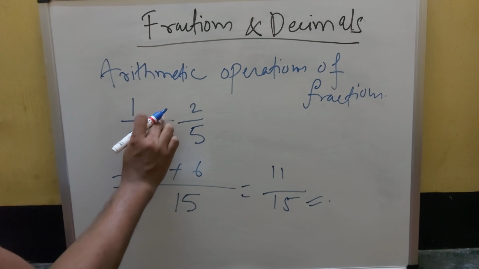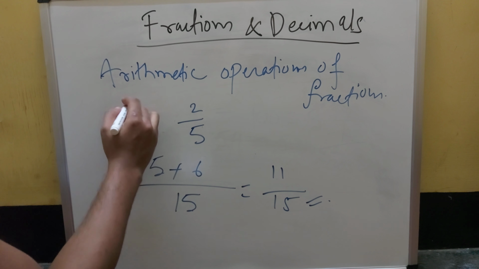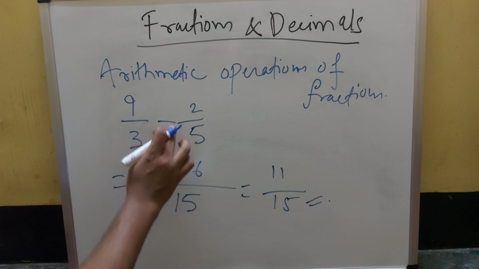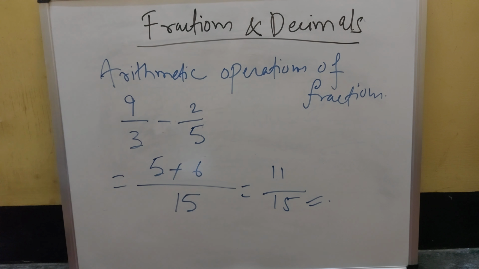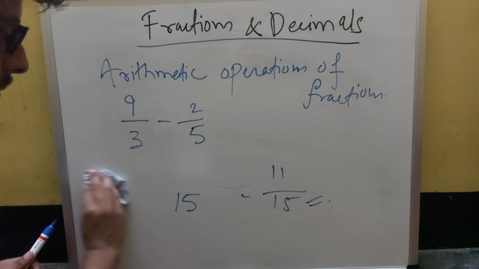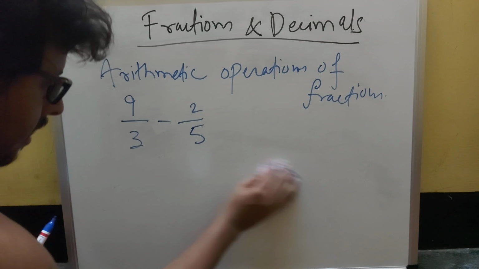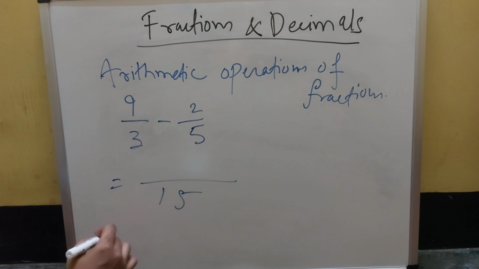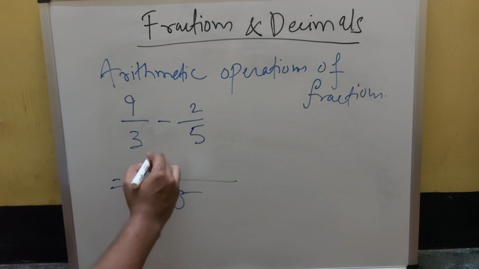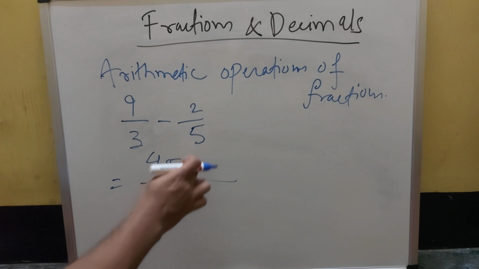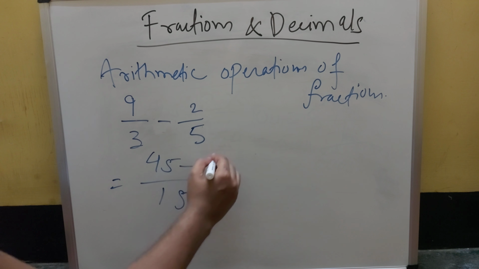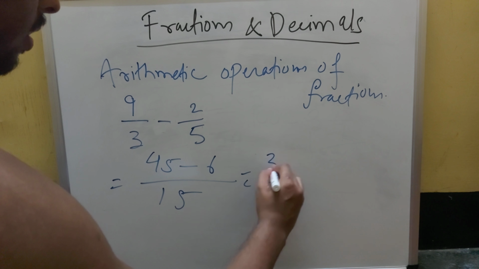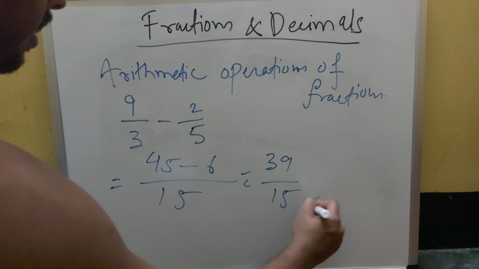Now if you want to subtract, then what will we do? Similarly, let's take 9 by 3 minus 2 by 5. What will we do in this case? Look, 15: 3 fives are 15, 5 nines are 45, minus 5 threes are 15, 3 twos are 6. Answer will be 39 by 15.